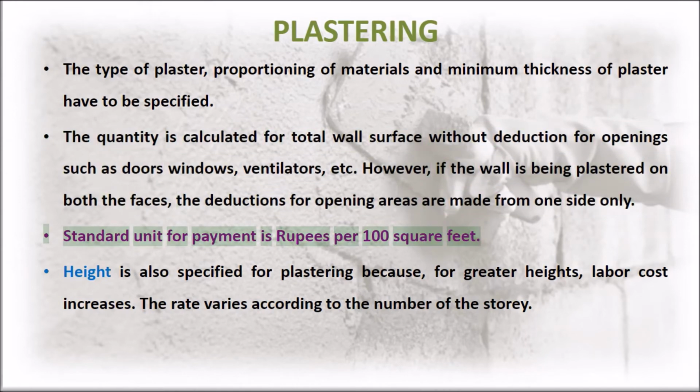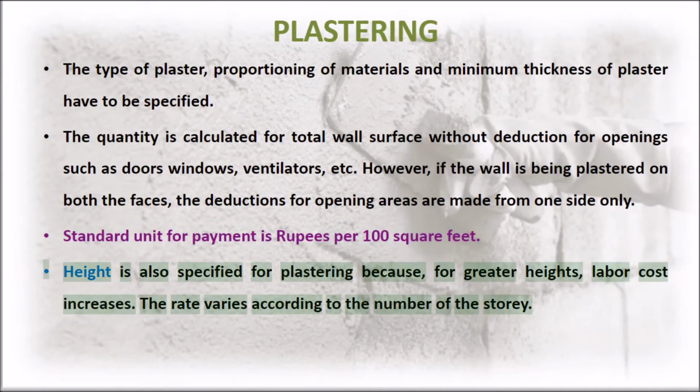Standard unit for payment is rupees per 100 square feet. Height is also specified for plastering because, for greater heights, labor cost increases. The rate varies according to the number of the story.